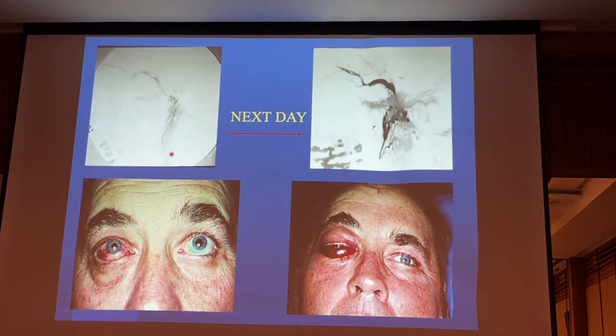This is one example, an old case, where we had an incomplete outflow embolization of this shunt at the clivus. You can see next day his eye got worse because the outflow to the jugular vein was closed, unfortunately, but venous outflow to the ophthalmic vein was open. So we didn't close that, so that's why the patient got worse.